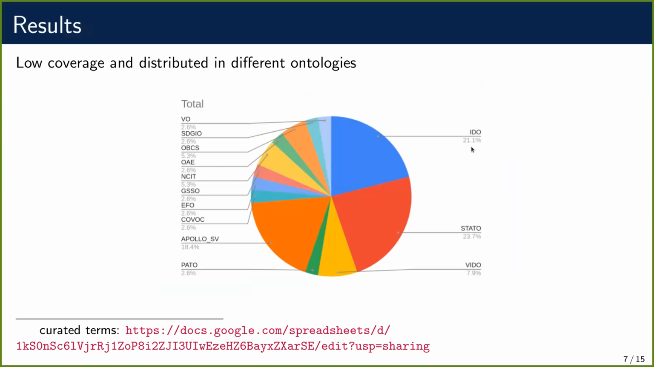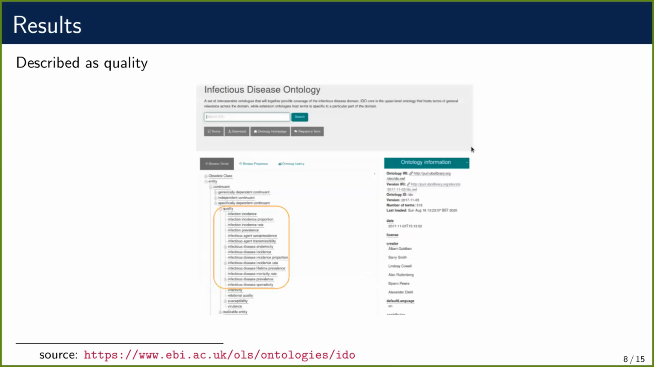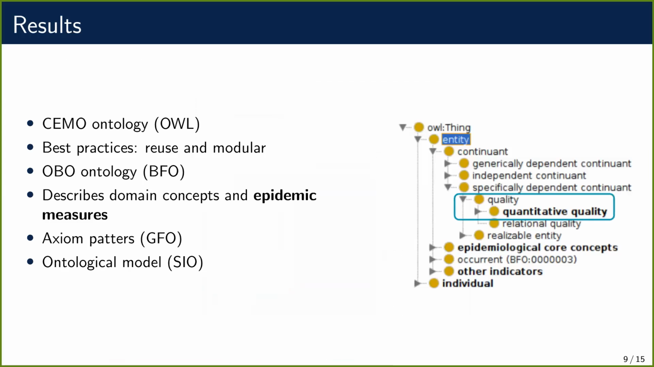So next was to evaluate how these epidemic measurements were formally described in the Infectious Disease Ontology. These 20 epidemic measurements were surprisingly described as qualities. This triggered our decision: IDO wants to enrich the ontology with these epidemiology terms, to develop a new ontology in OBO.